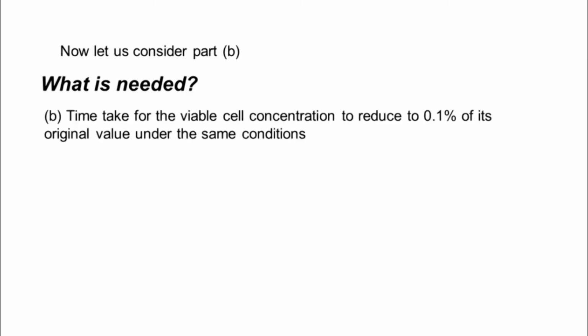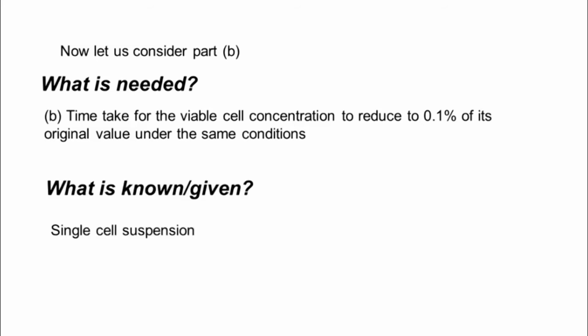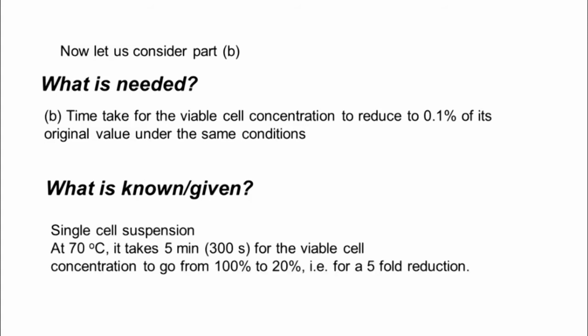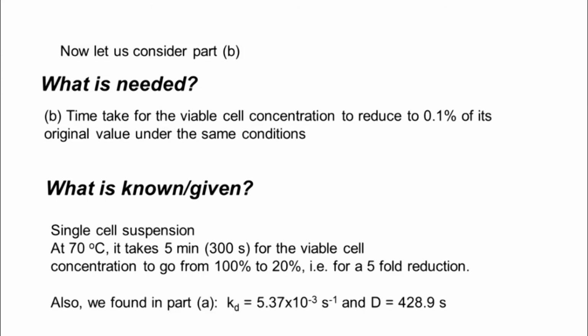Now, let us consider part B. Again, we'll ask the same questions. What is needed? The time taken for the viable cell concentration to reduce to 0.1% of its original value under the same conditions. What is known or given? A single cell suspension, the same as earlier. At 70 degrees C, it takes 300 seconds for the viable cell concentration to go from 100% to 20%. And also we found in part A the value of Kd and the value of the decimal reduction time. This is what is known.